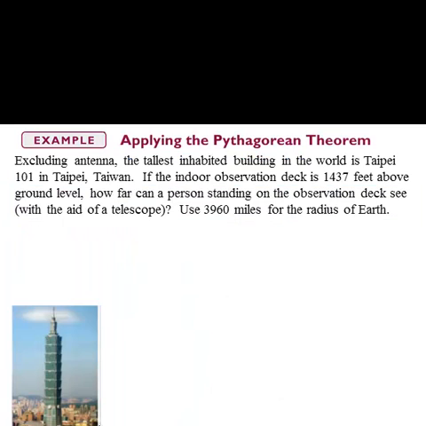Okay? Moving along here. So here's an interesting application of the Pythagorean theorem. So imagine that you're standing on top of a tall building. Now, provided that you can look out on a clear day with binoculars or a telescope, how far out on the horizon can you see?